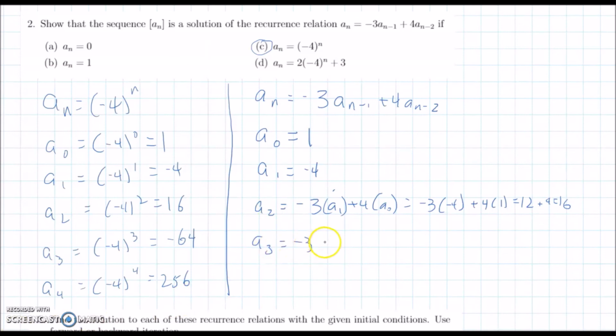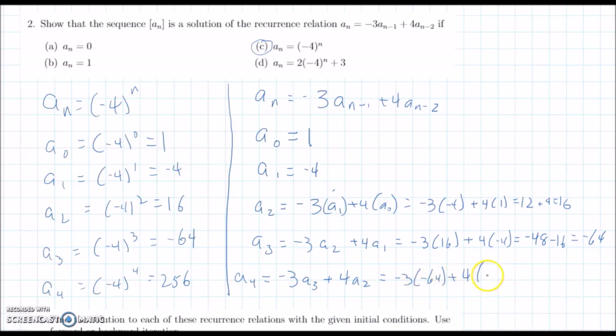a_3 will be -3 times a_2 plus 4 times a_1, which is -3 times 16 plus 4 times -4. That's -48 minus 16, which is -64. That one works. And then we'll check a_4. This is -3 times a_3 plus 4 times a_2, which will give us -3 times -64 plus 4 times 16. That's going to give us -3 times -64 is 192, plus 64 is going to give us 256. So what we get is that the a_0 terms match up by definition, but these other terms also match up. So that's an indication that these sequences are solutions to the recurrence relations, which is enough for what we're doing here. So that's how I would like you to approach these problems.